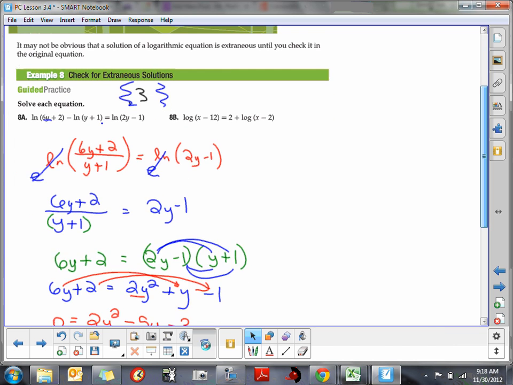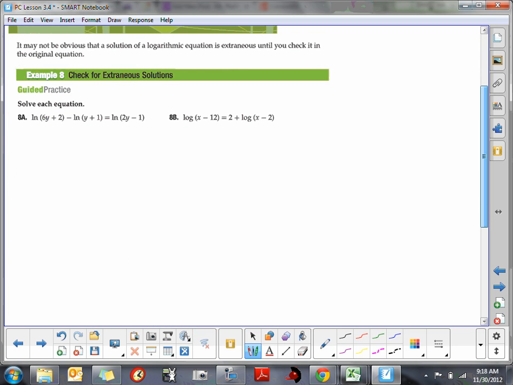Final one in our lesson: write it as a single log. This time they get a little bit more deceptive. How do we write this as a single log? So this is a common log, log of base 10 equals 2. I really like to write it as a log statement, a log of base 10.